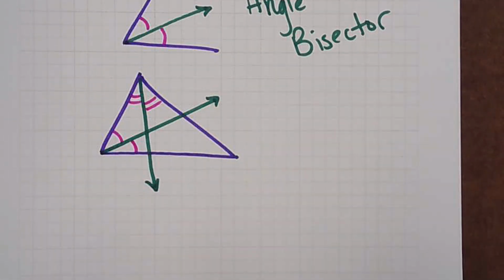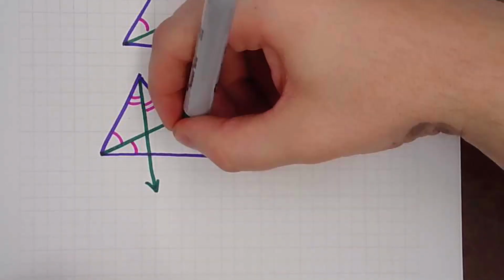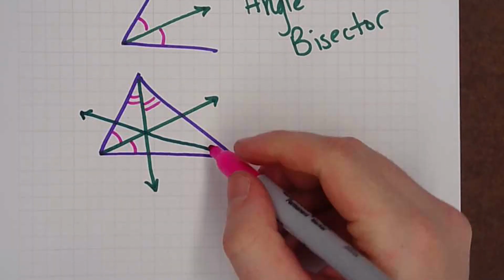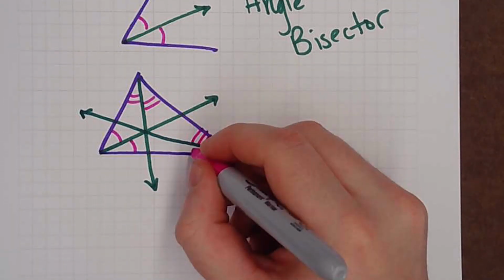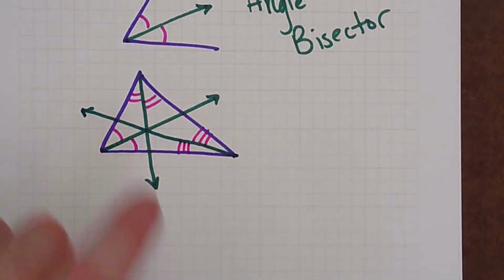So our last angle bisector is going to go from this vertex off, and if I do it right, because I'm kind of just eyeballing this, sort of got it bisected. And then 1, 2, 3. So those two angles are going to be equal because those are all angle bisectors.